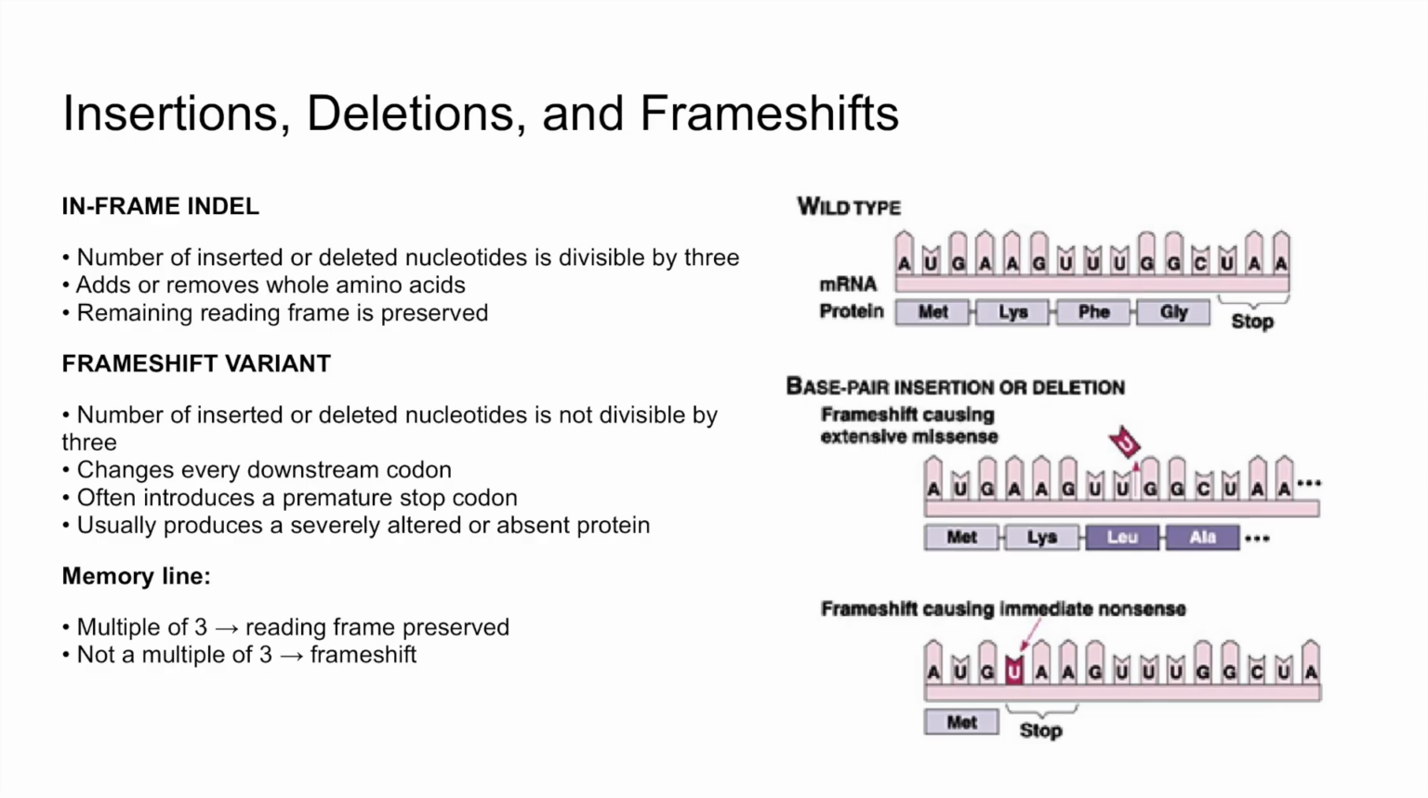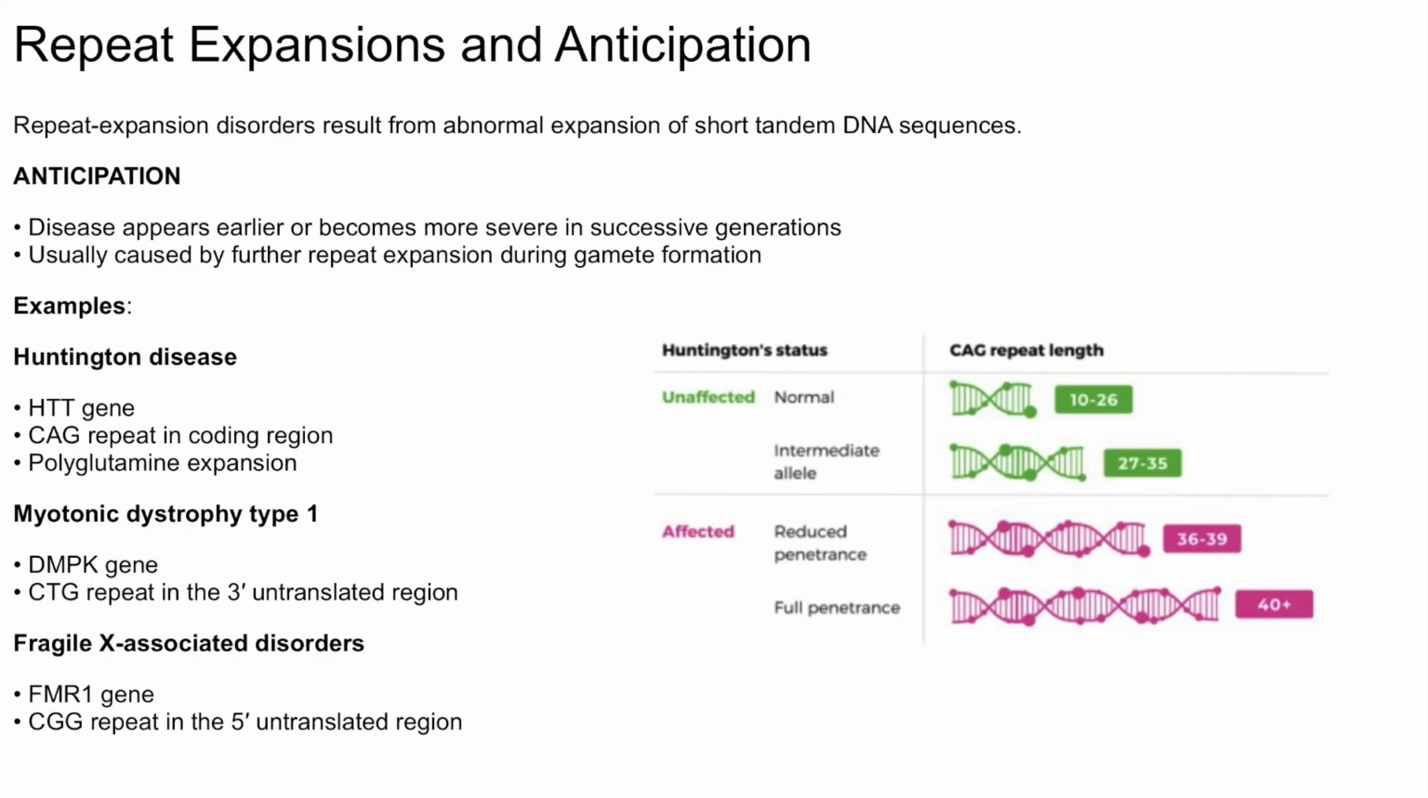So the fast exam rule is that multiples of 3 preserve the frame. Anything else will shift it and most likely cause a lot more catastrophic events. Repeat expansion disorders result from unstable tandem DNA sequences that can lengthen when passed to the next generation. So this explains anticipation. So the condition appears at an earlier age or with greater severity in successive generations.